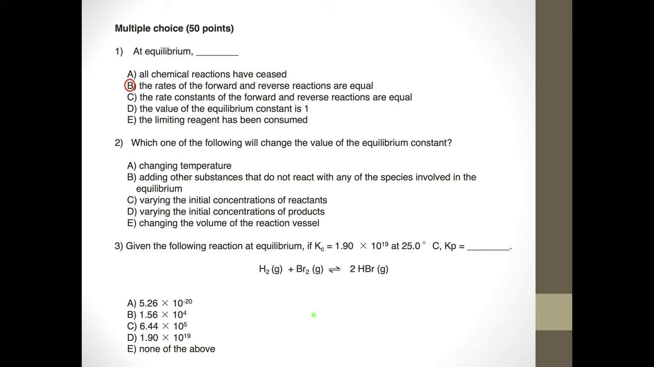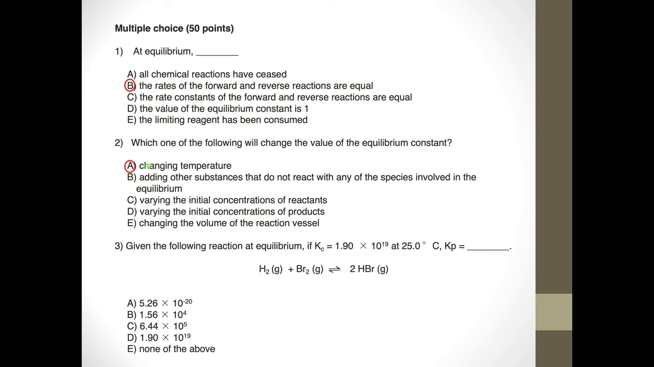Number two, which one of the following will change the value of the equilibrium constant? Changing the temperature, adding other substances that do not react with any of those involved in the equilibrium, varying the initial concentration of reactant, varying the initial concentration of products, changing the volume of the reaction vessel. From B to E, all of these are basically going to shift the equilibrium, but they're not going to change the constant. The temperature is going to change the equilibrium constant. So that's why it's letter A.